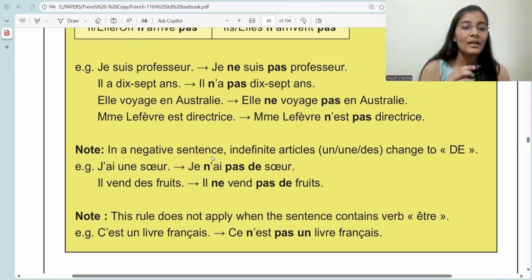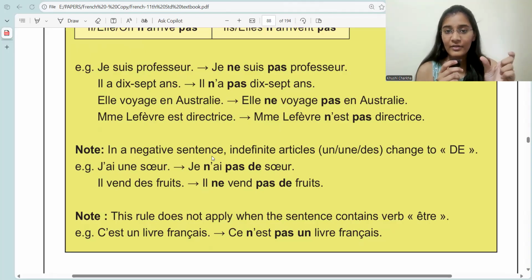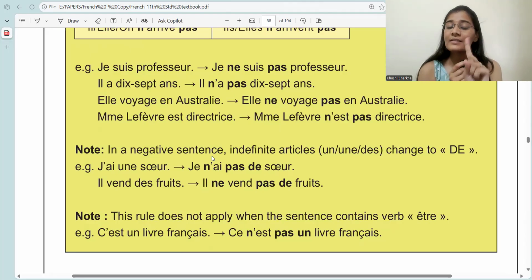Next example. Ils vendent des fruits. They sell fruits. Des is an indefinite article. And the verb in the sentence is vendent, meaning to sell. So, ils ne vendent pas. Des is replaced by de. Even if it is plural, it is de only. De is pronounced as de. Ils ne vendent pas de fruits.